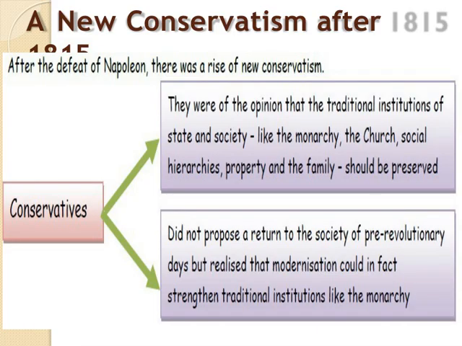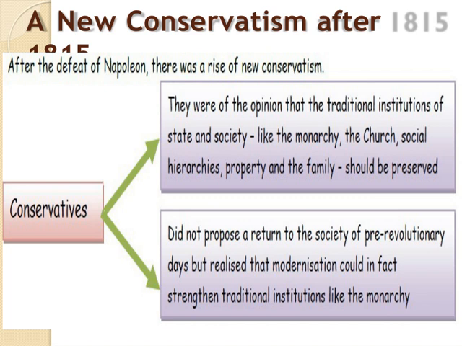A new conservatism after 1815 marks a significant shift in the political landscape. After the upheavals of the Napoleonic Wars, there was a desire to restore stability and order. This new wave of conservatism emphasized tradition, hierarchy, and the importance of established institutions. It was about preserving what had worked and resisting rapid change or revolutionary ideas. You'll notice that this period also saw the rise of conservative leaders who aimed to stabilize their nations and prevent the chaos of the previous decades.